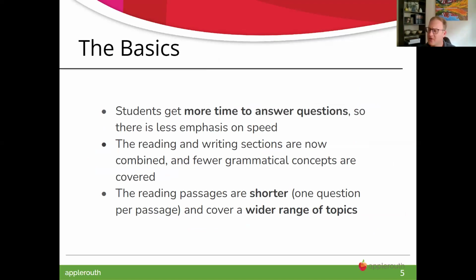And they test fewer grammatical concepts, whereas they used to test parallel structure and pronouns and some prepositions, right? Idiomatic phrasing. They don't do that a whole lot anymore. So we'll talk about what grammar topics they do test, mainly punctuation and clauses.